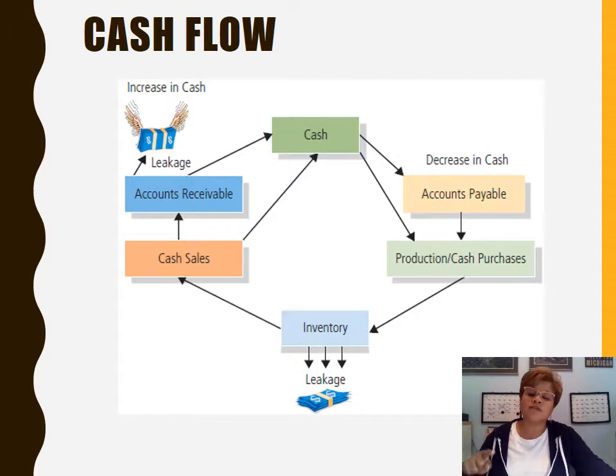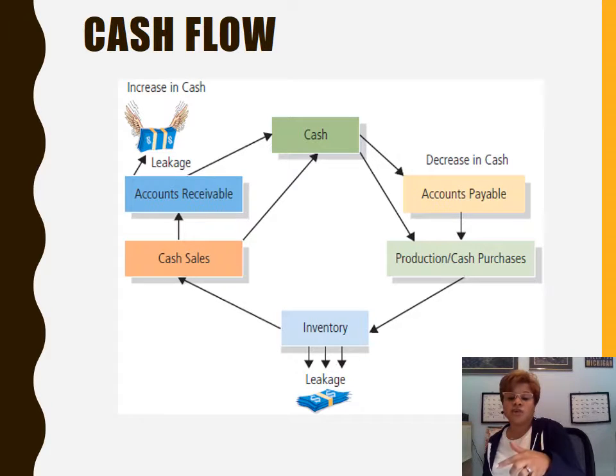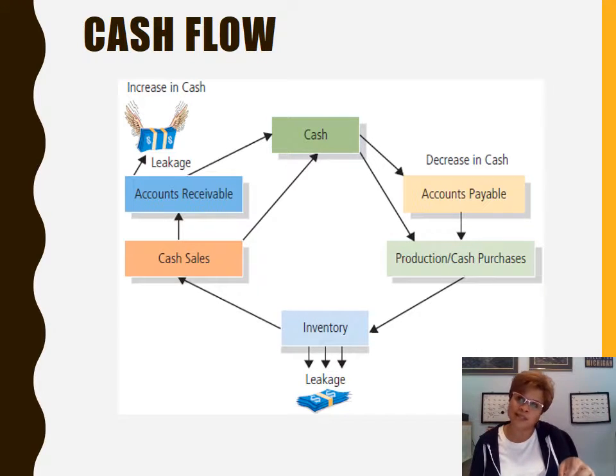Here I show kind of the cycle that cash flow follows in a business. We receive cash, and cash is decreased when we have accounts payable, we have vendors, we have creditors, we have material we have to buy that we pay over a period of time. We make cash purchases for production purposes, right? We make cash purchases for inventory. There's a leakage, which means that inventory sometimes walks out, disappears, it's unaccounted for.